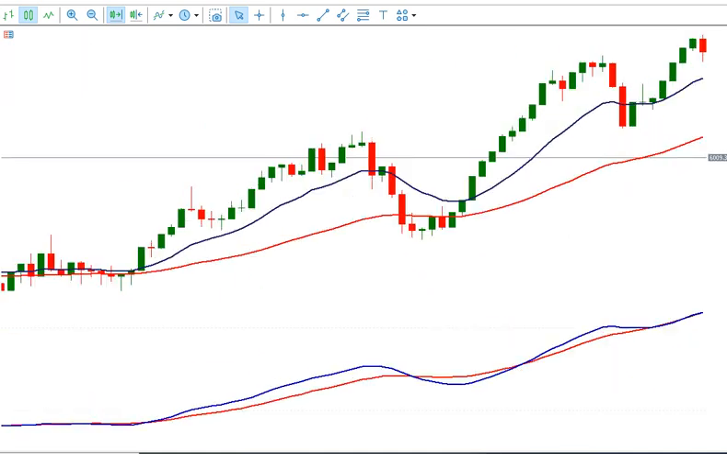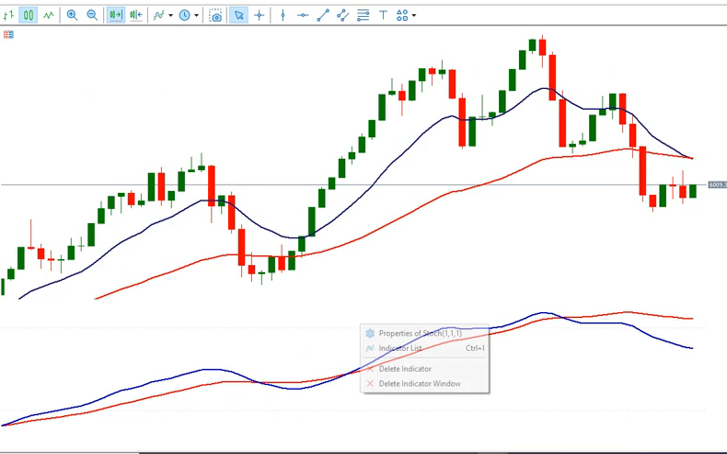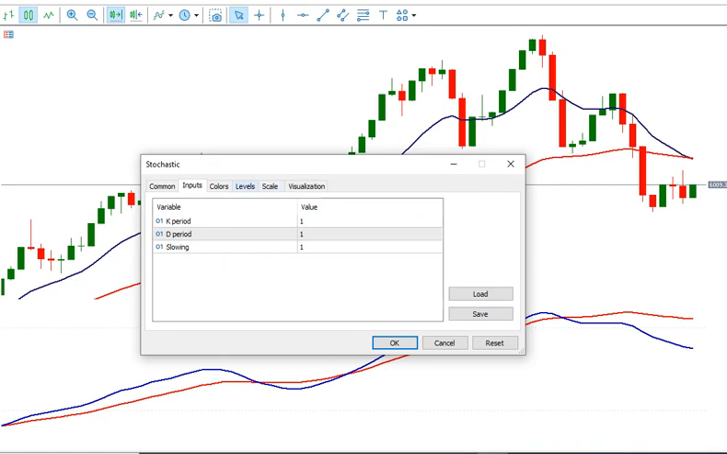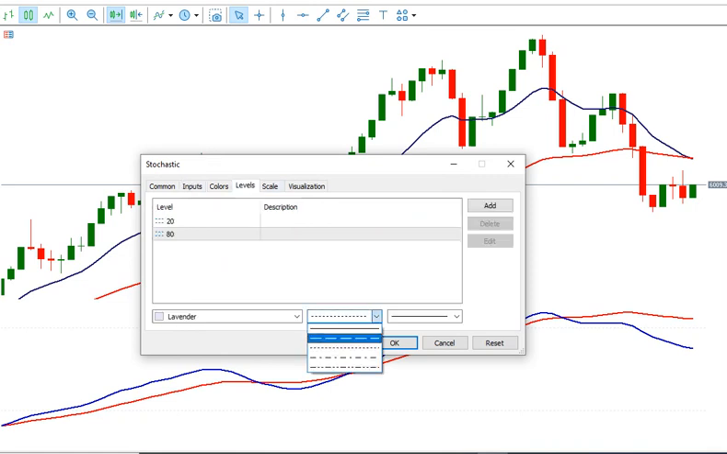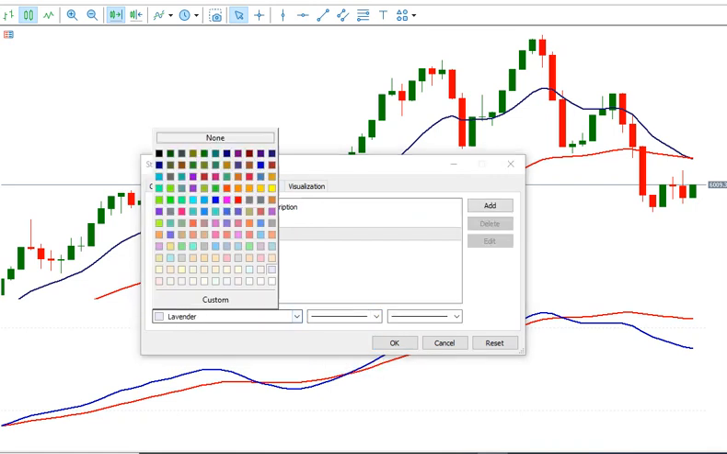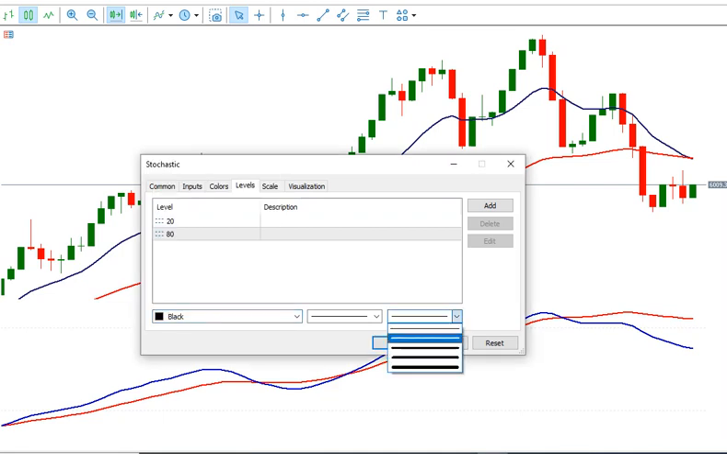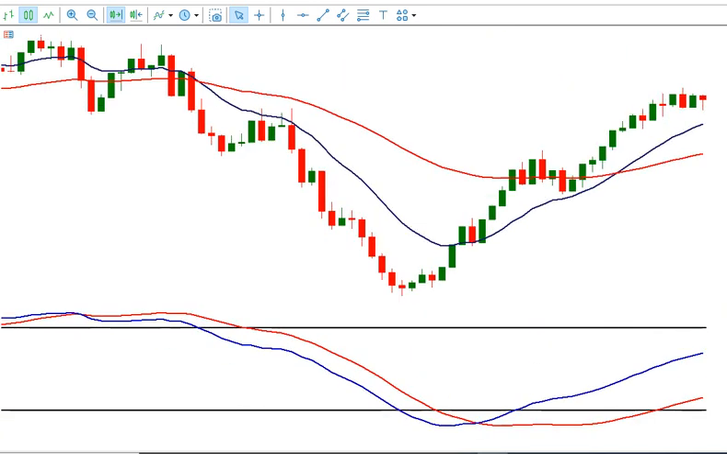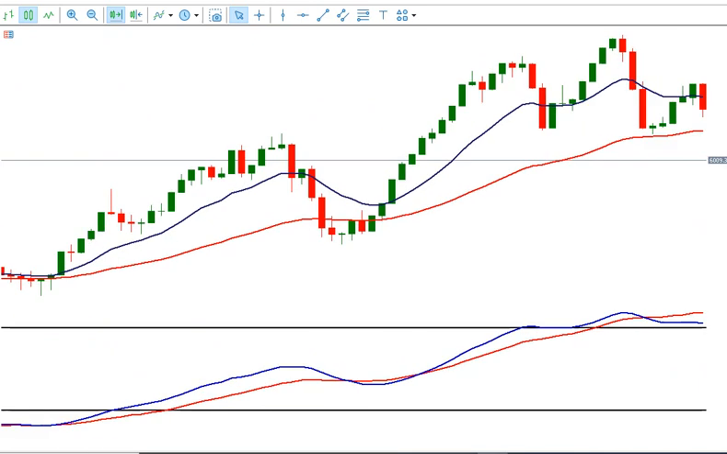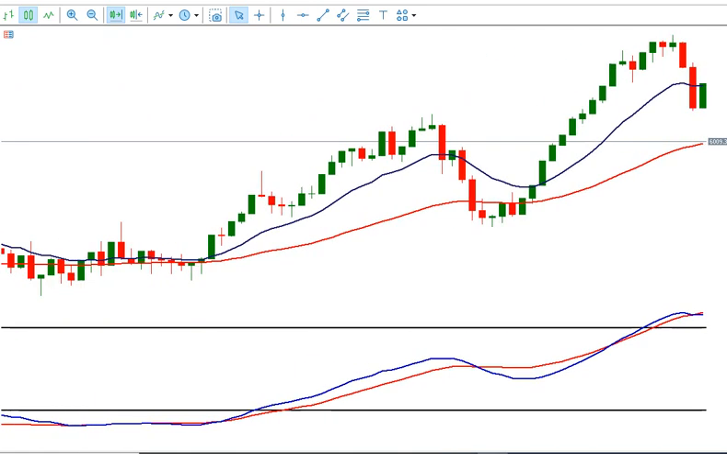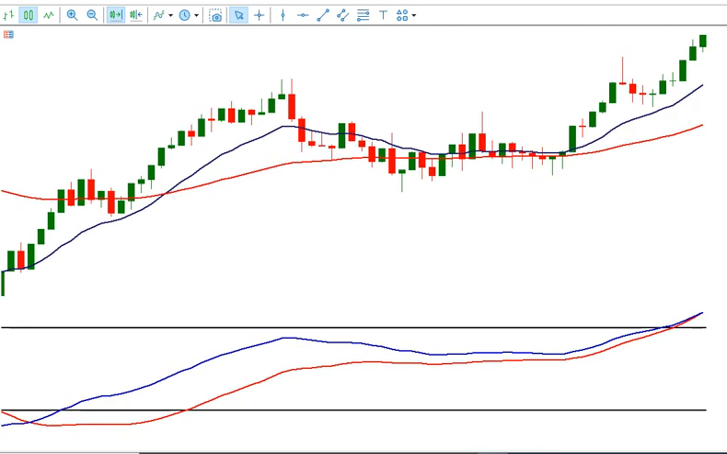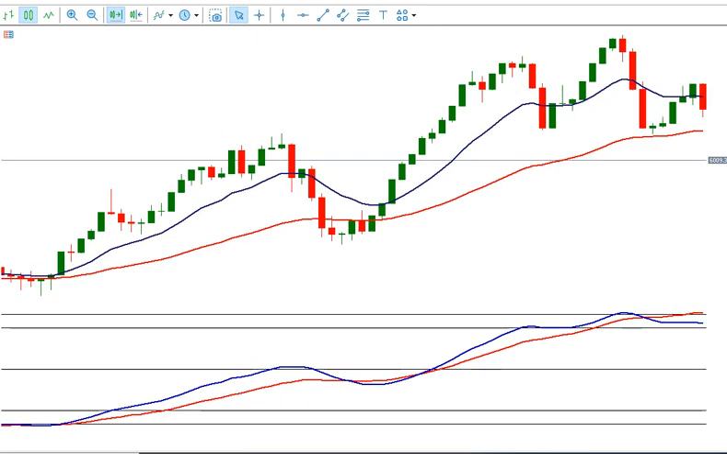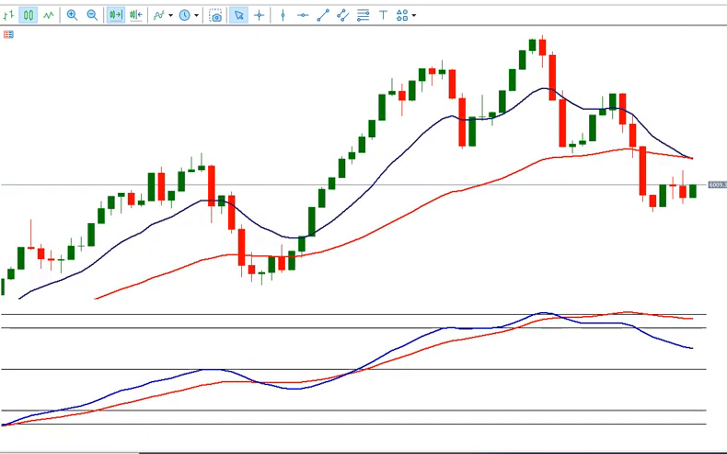All right, so I hope you can see it, but I think I have to add the line here. I have to add the line on the distance on the stochastic, so that you can see it clearly. So I think I should add it so that you will see the crossing. Yes, I hope you can see it clearly now.